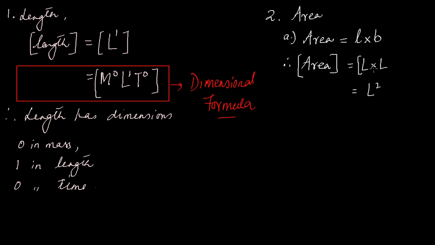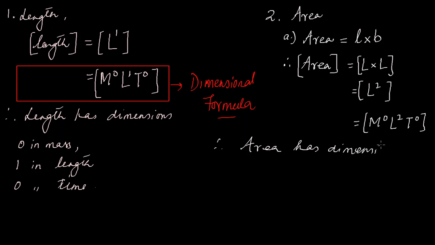Put this inside of a square bracket. Always remember that once you put a square bracket on the left side, there should be a square bracket on the right side as well. Okay, is there any M out here? There's no mass, so M to the power 0, L to the power 2, T to the power 0. All right, so therefore area has dimensions 0 in mass, 2 in length, and 0 in time. Okay, so this is the dimensional formula for area.